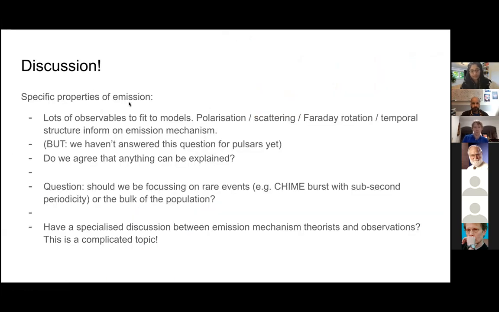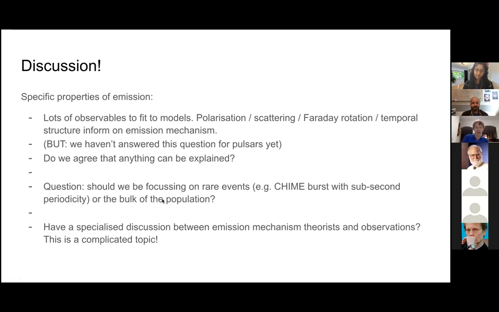So what I was hoping we can have a discussion about is that there's a whole lot of observables to fit, right? Are there any that we think are more promising for improving our understanding or not? And again, pointing out that we haven't answered, as far as I'm aware, definitively the emission mechanism for normal pulsars yet, despite having observed them for a long time. So do we actually think this is a tractable problem? I mean, even if it's not, we're going to try.